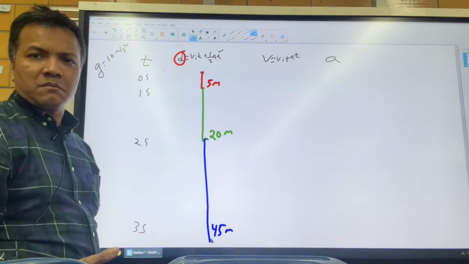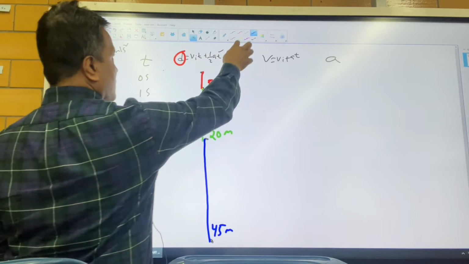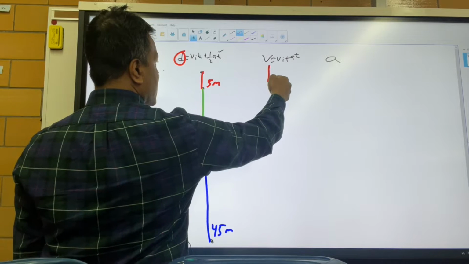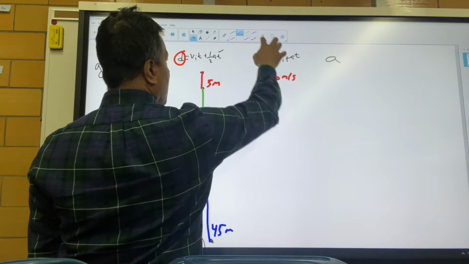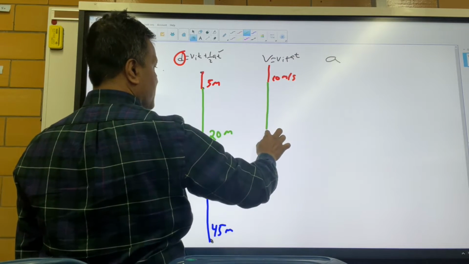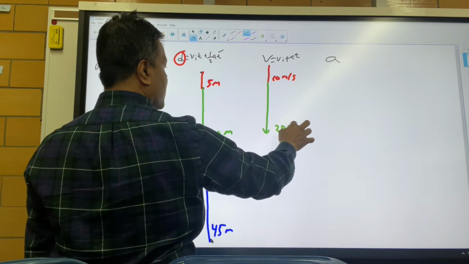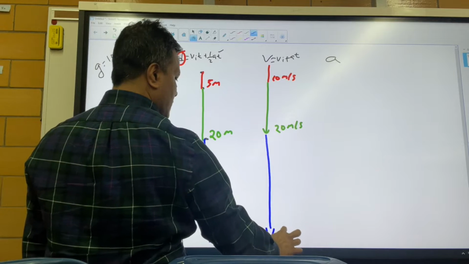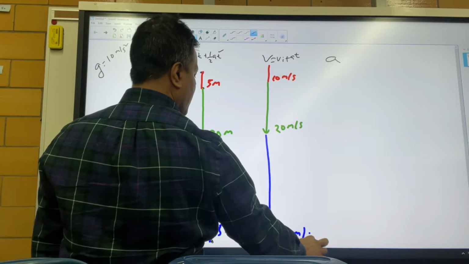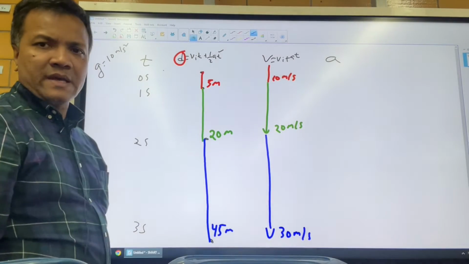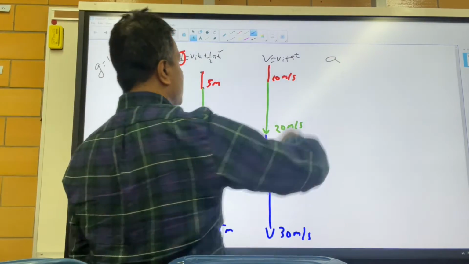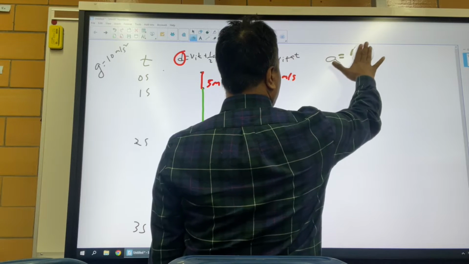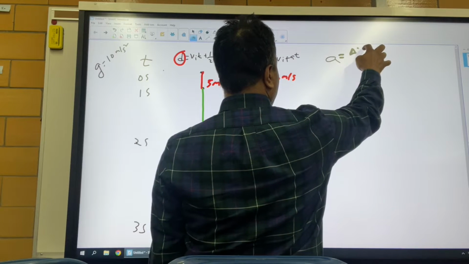Now let's talk about the velocity. At the end of 1 second, the velocity is 10 meters per second. At the end of 2 seconds, the velocity would be 20 meters per second. At the end of 3 seconds, the velocity would be 30 meters per second. Now let's find the acceleration. What do we know about acceleration? Acceleration is delta v over delta t.